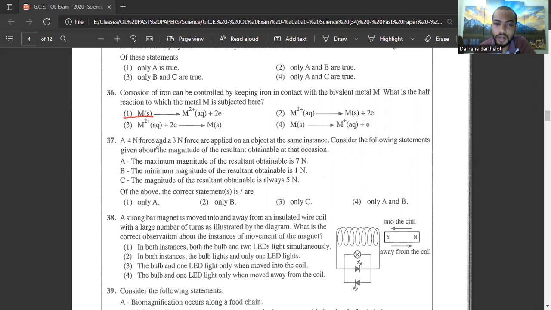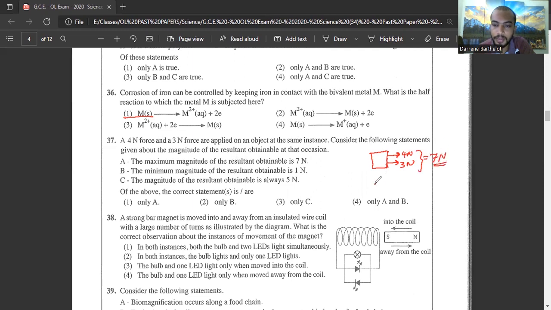37. A 4 Newton force and a 3 Newton force are applied on an object at the same instant. Consider the following statements regarding the magnitude of the resultant obtainable. A: The maximum magnitude of the resultant obtained is 7 newtons. That is correct, right? How to find that? The maximum force will act when these two forces act along the same direction. 4 Newton plus 3 Newton gives 7 Newtons resultant force. That will be the maximum.